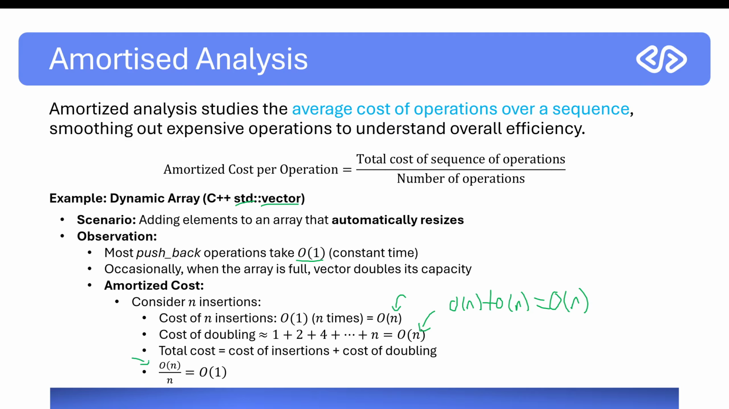this will sort of converge to constant time. So basically what this is saying is that as we double, on average, it's the push that really matters. The doubling sort of gets smoothed out. So we're smoothing out expensive operations. So on average, we're doing a constant time operation. So that's good to know.